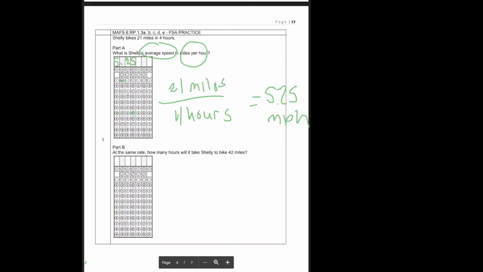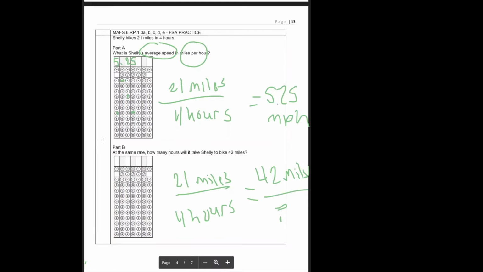There are many ways to do this, but I think setting up the proportion is the easiest. We know that she travels 21 miles in 4 hours. And then it's asking us how many hours it takes her to travel 42 miles. So that's what we're missing.